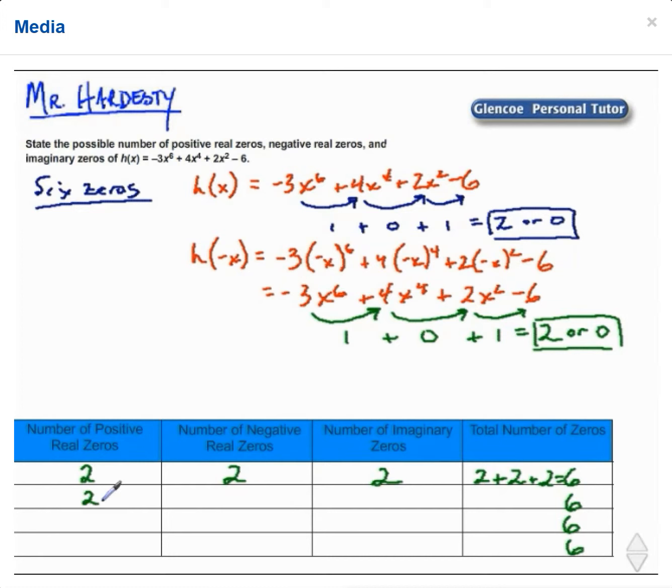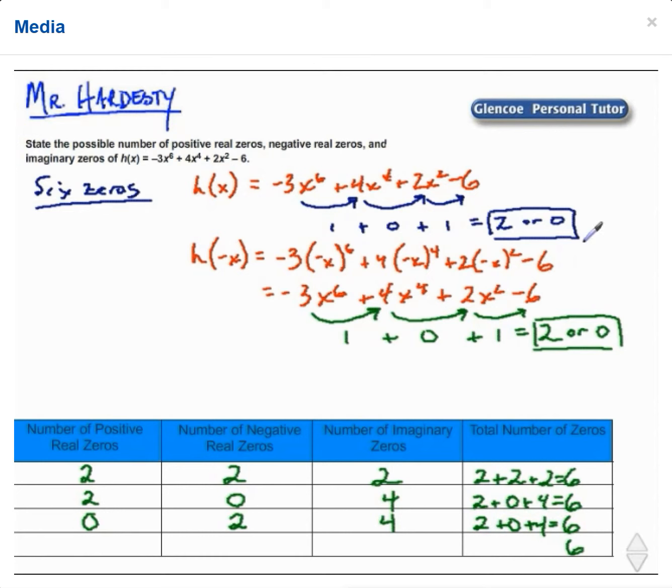We could have 2 real positive zeros and 0 that are negative. Thinking the same way, we'll need 4 imaginary to get our total of 6. Now, we also know that we could have 0 positive real zeros. We could pair that with 2 that are negative. Once again, that'll leave 4. Similar math to what we had in the previous example. 2 plus 0 plus 4 is 6.